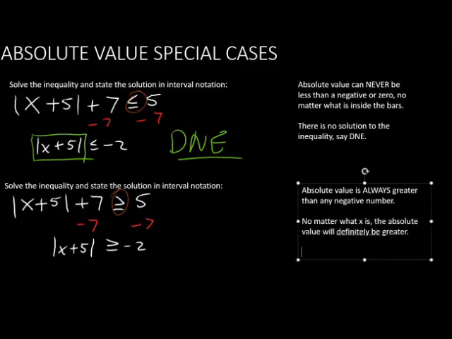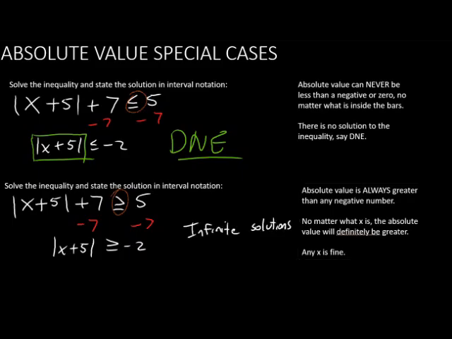Because any x works, we will say negative infinity to positive infinity. So we will say there are infinite solutions. Some people will write this as all real numbers. However, in this class, what we'll write is negative infinity, comma, positive infinity, both with parentheses. This will be our solution set to that inequality.